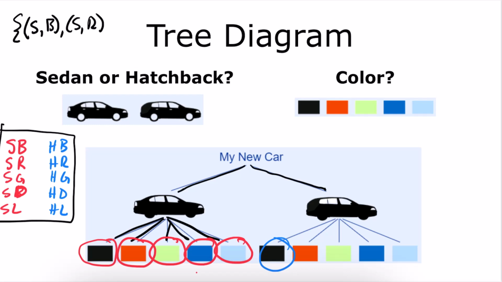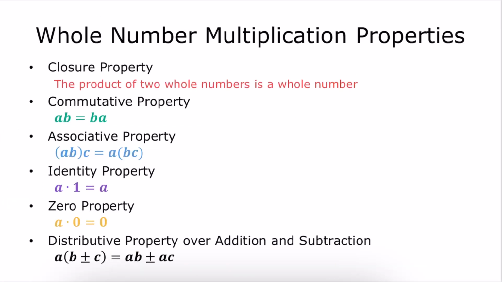of how multiplication works. So when we're doing whole number multiplication, we have several different properties, just like we did with addition. And the first property is the closure property. So just like we did with addition, the closure property of multiplication basically says when you take two whole numbers and multiply them together, the product or the result is going to be a whole number. So multiplication is closed over the whole numbers.